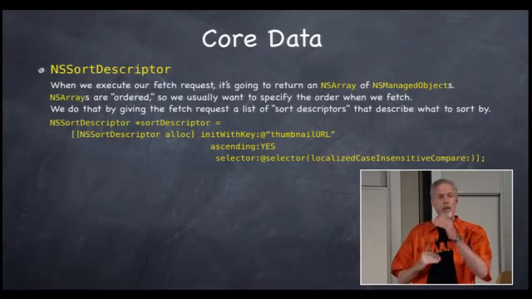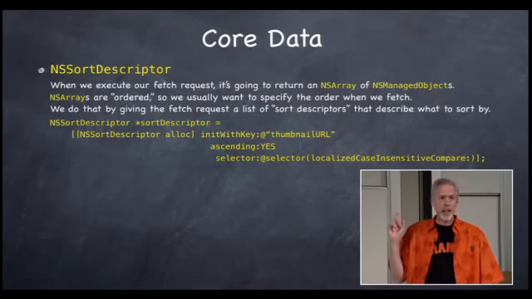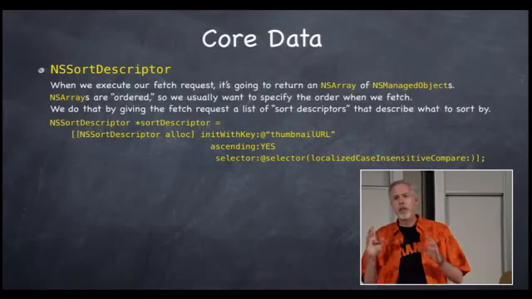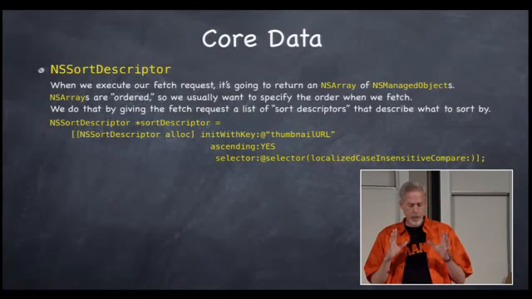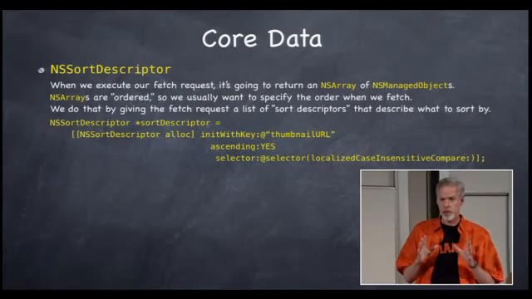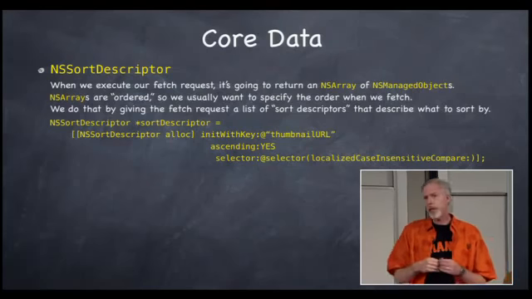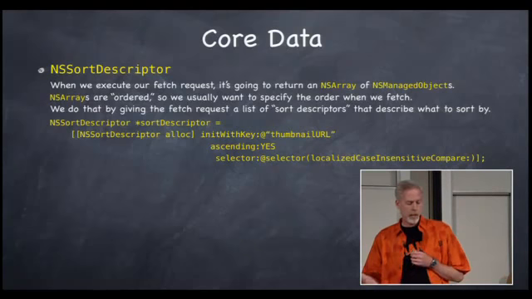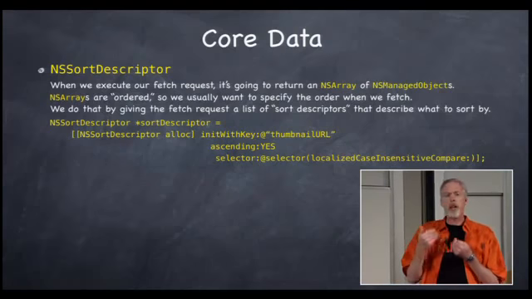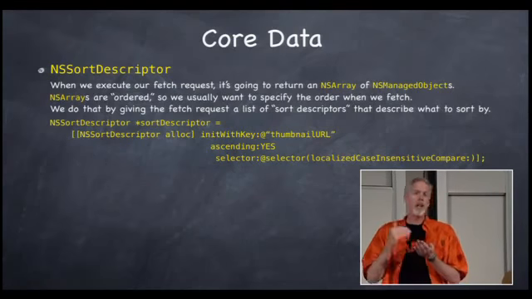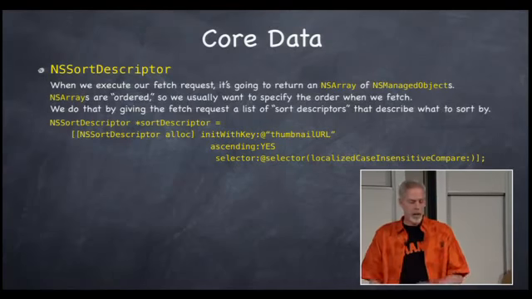Ascending is whether you want them sorted in ascending alphabetical order or descending. And then there's this selector. Now this selector has to implement this, it returns an NSComparisonResult. And you can look at the prototype for that in the documentation for NSSortDescriptor. But basically it just takes another object in the list and calls this method on it, and that returns an NSComparisonResult, which is either ordered ascending, ordered descending, or ordered the same. So these objects are either the same or before or after in the list.